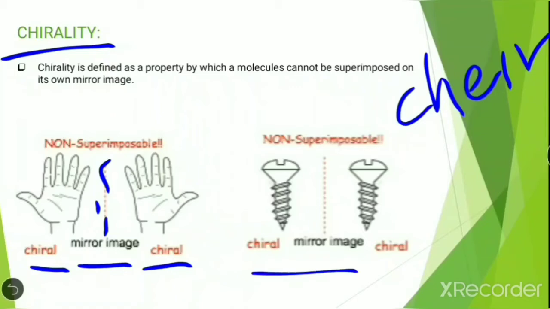In this screw, it is also the same. It is also a chiral molecule because both are mirror images of each other, but they are not superimposable. You can see in this one the screw is like this, and over here it is like this, so it is not superimposable. We can see more examples.